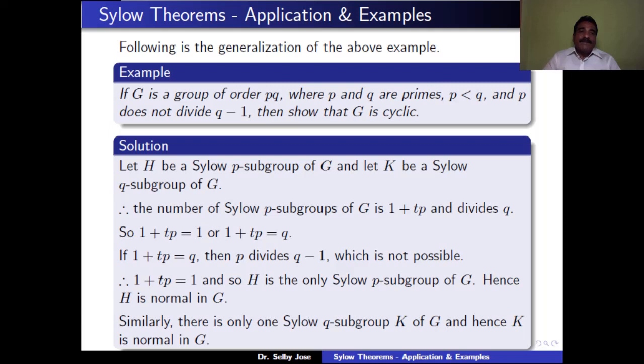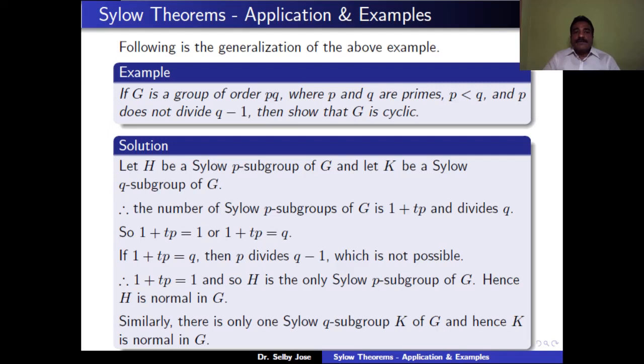So for completeness, I am giving the full proof, or full solution, of this question. You know that G is a group of order pq and p is a divisor of the order of G and q is also a divisor. G has a Sylow p subgroup and a Sylow q subgroup. Let H be a Sylow p subgroup of G and K be a Sylow q subgroup of G.